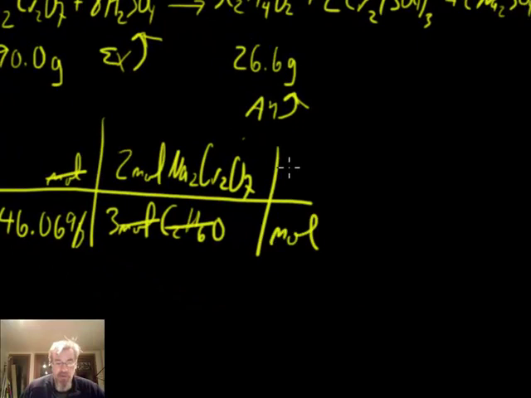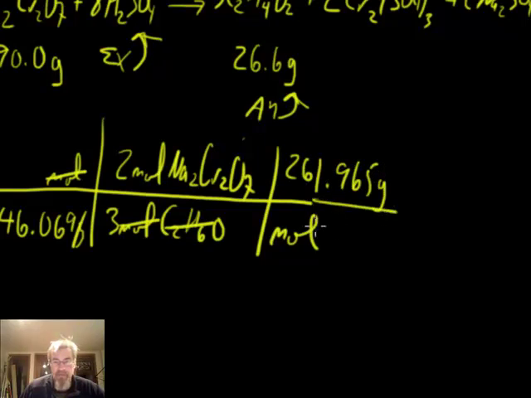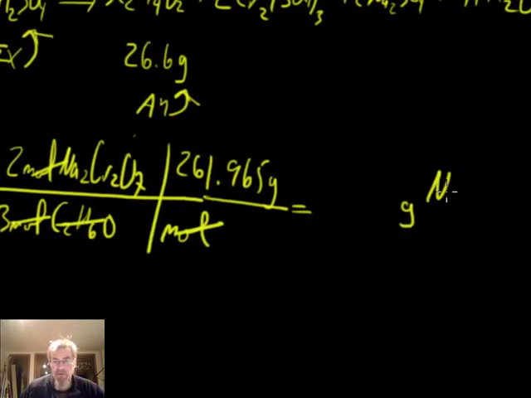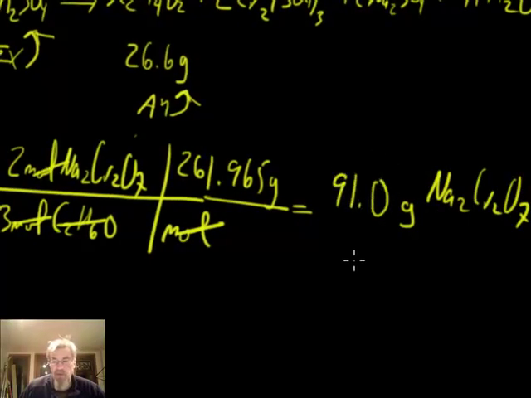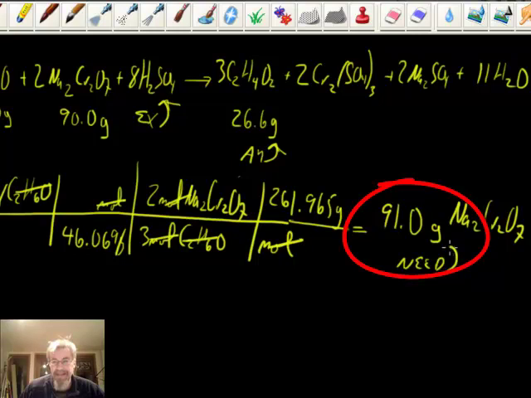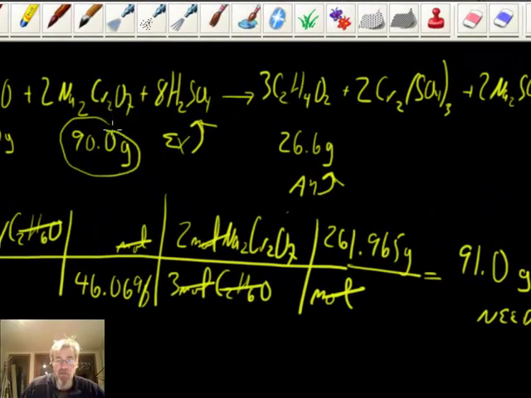I'll use the molar mass of sodium dichromate, which is 261.965 grams per mole. This final calculation will give me grams of sodium dichromate. When I do the arithmetic, I come up with this number, 91.0. So remember, that's how much I need in this reaction, and I only have 90. So sodium dichromate is my limiting reactant.